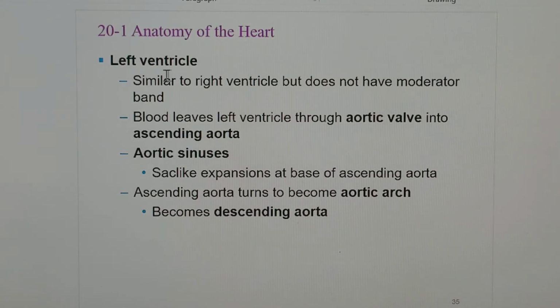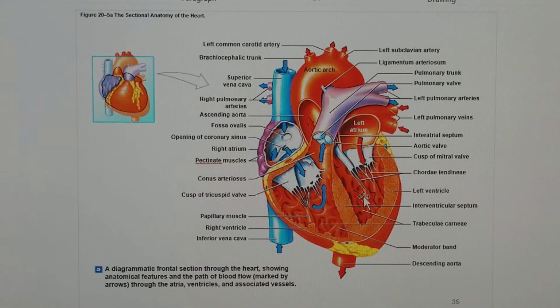The left ventricle is similar to the right ventricle, but does not have moderator bands. Blood leaves the left ventricle through the aortic valve into the ascending aorta. Blood leaves the left ventricle through the semilunar valves to the aorta.